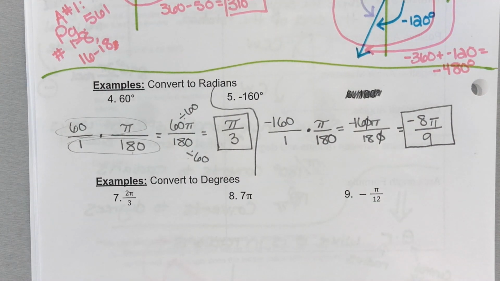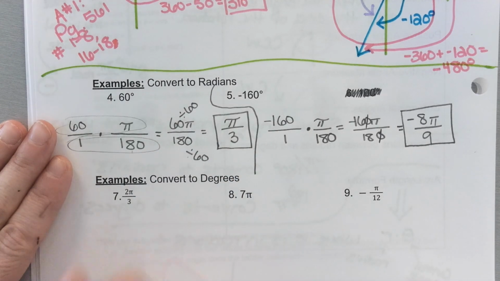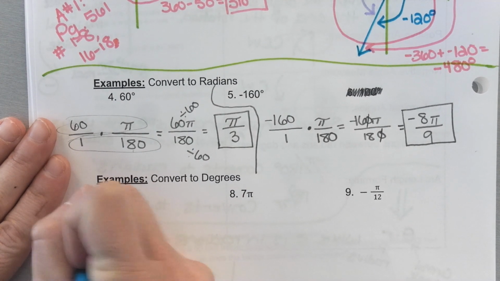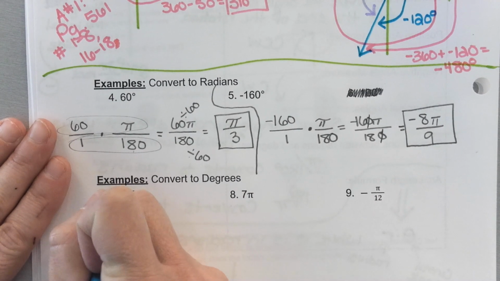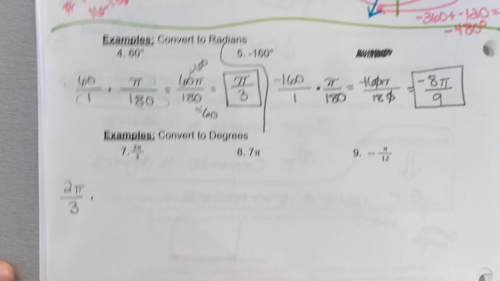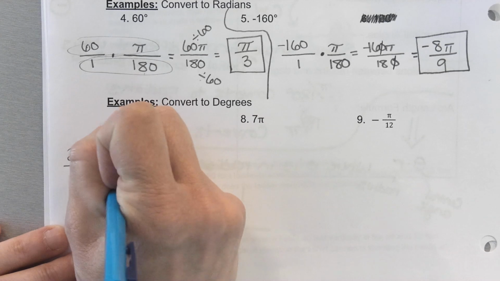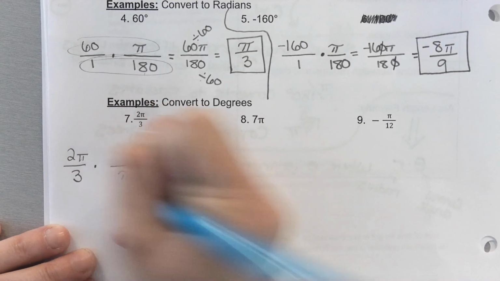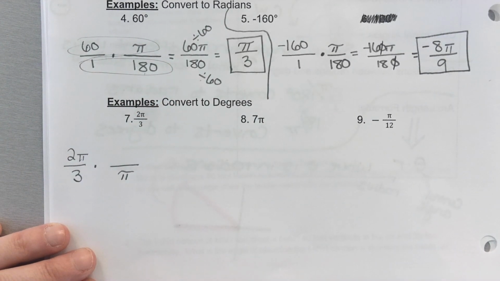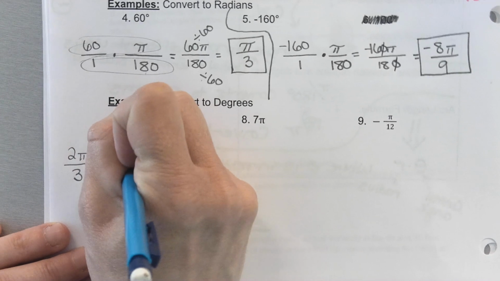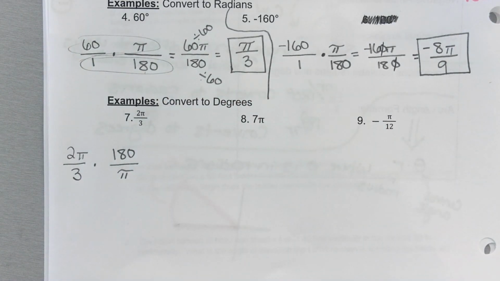All right, let's do 2 of the bottom ones now. Let's start with this one. 2 pi over 3 times. This time we are going out of radians. So this time my pi goes down here. And we are going into degrees, so this goes up here. So it's the same fraction, but it just flipped. It's the reciprocal. Ooh, I love that.